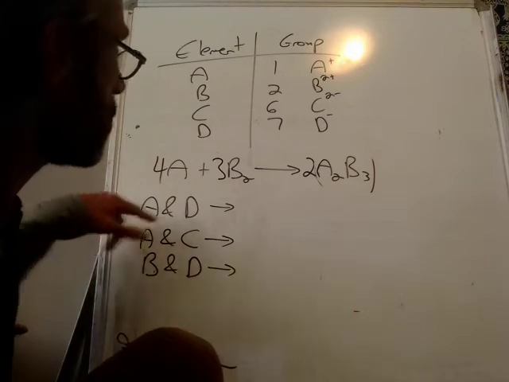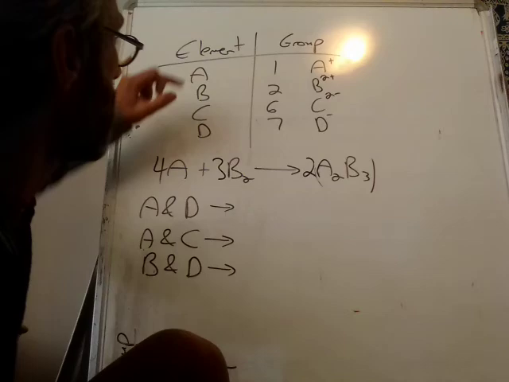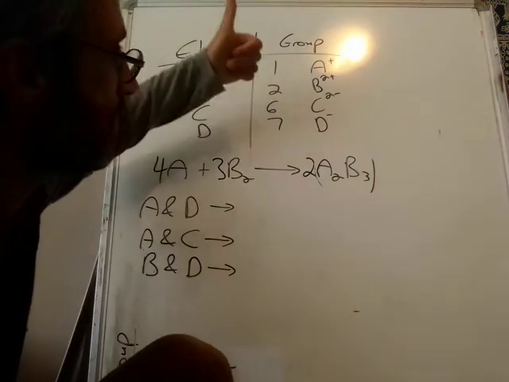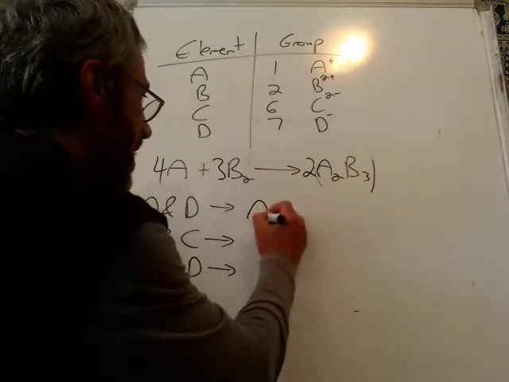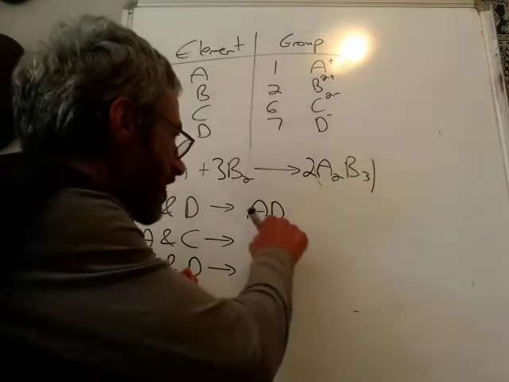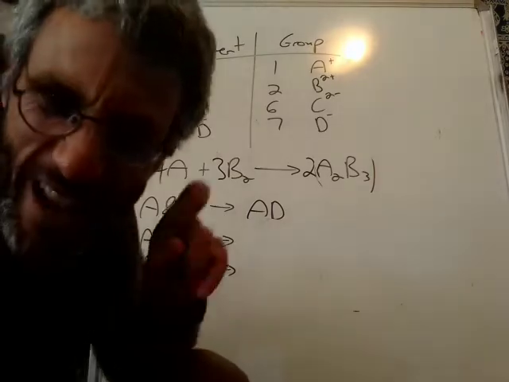I want to know what's the chemical formula for the compound created by A and D. A in group 1 gives 1 electron, D accepts 1 electron. So the formula will simply be AD. I can't give you real elements because you'll just Google them and find them. So I have to be clever here.